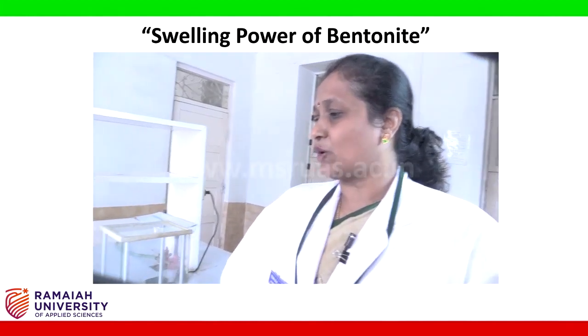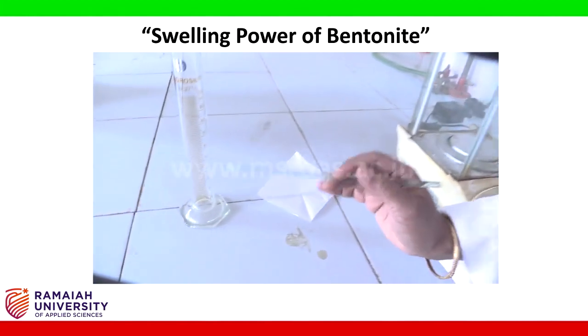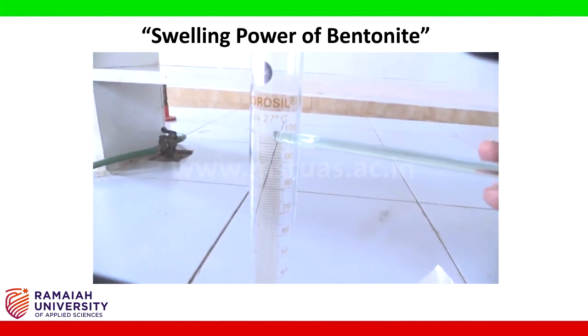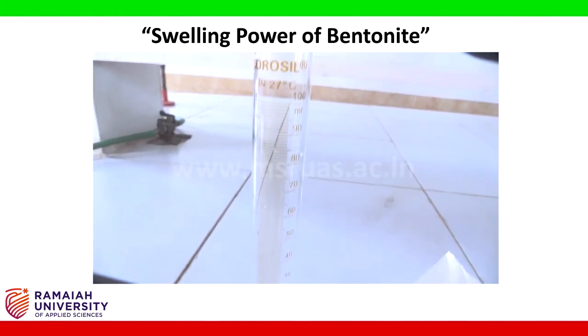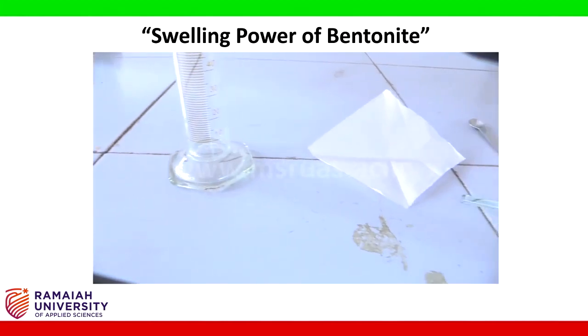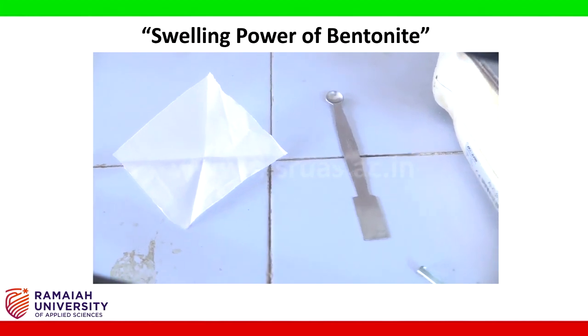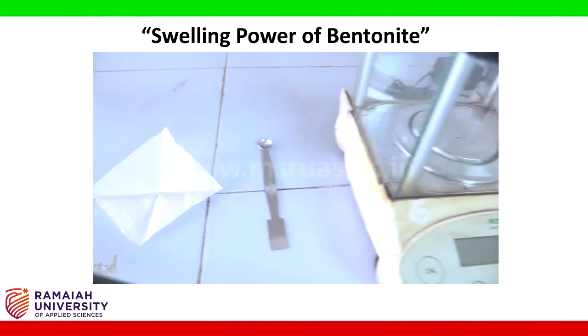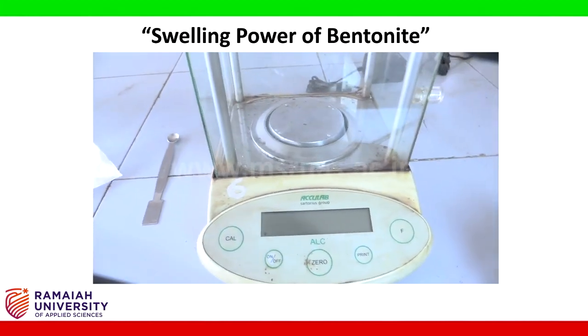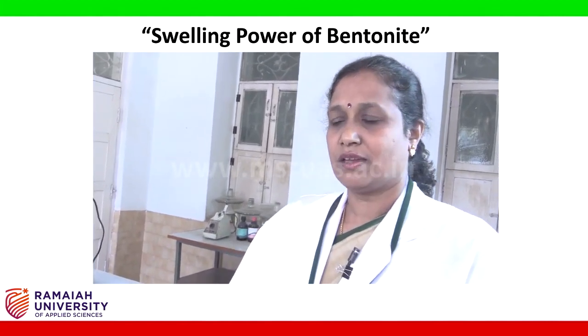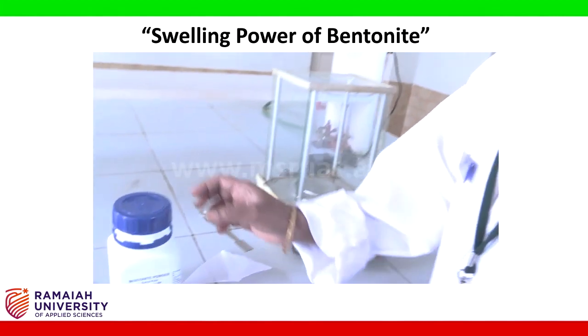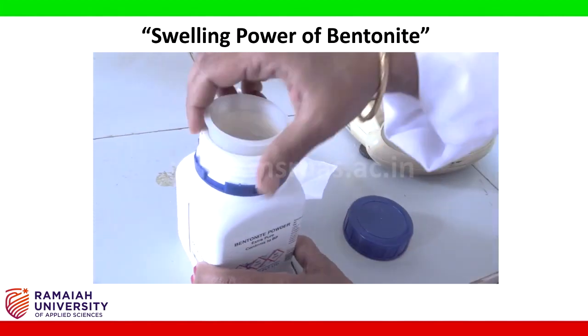The apparatus required for this experiment are a 100 ml volume measuring cylinder, a butter paper, a spatula, and an analytical balance for weighing. Now we'll start the experiment. The first step is to weigh bentonite. 2 grams of bentonite is weighed.